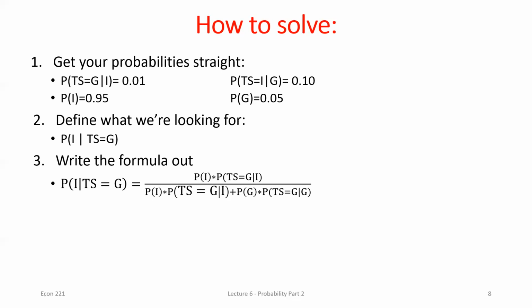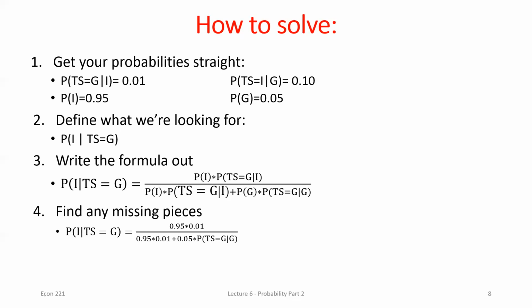At this point we've got all the probabilities we would need. The probability they're innocent is 0.95, the probability they're guilty is 0.05. Given that they're innocent, the probability the truth serum made them say they're guilty is 0.01. And given that they're guilty, what's the probability the truth serum made them say they're guilty? We weren't directly given that.